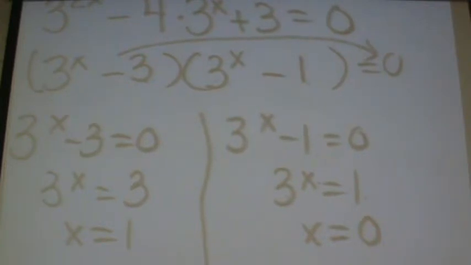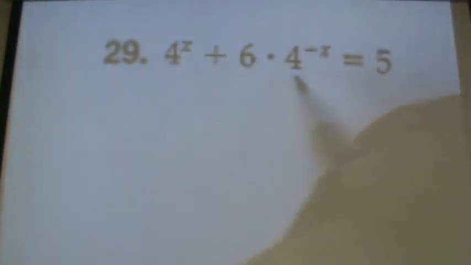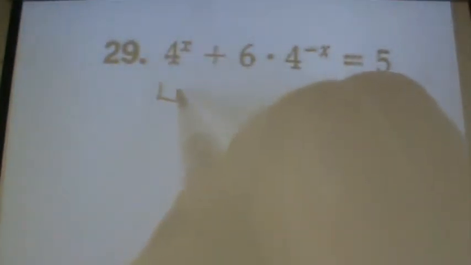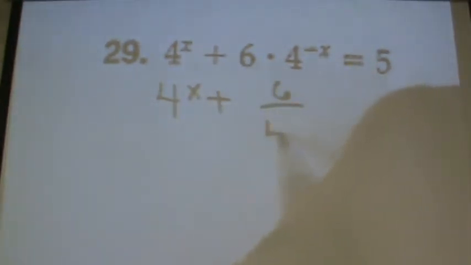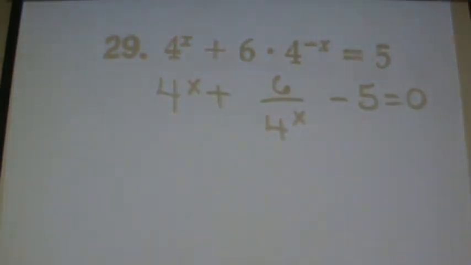Now I'm going to do 29 because 29 is out of the ordinary. That one's different. This is an oddball problem, because of this negative x, it's a little different. You have 4 to the x power plus 6 over 4 to the x minus 5. I'm bringing this 5 over. Now this one, it makes sense.